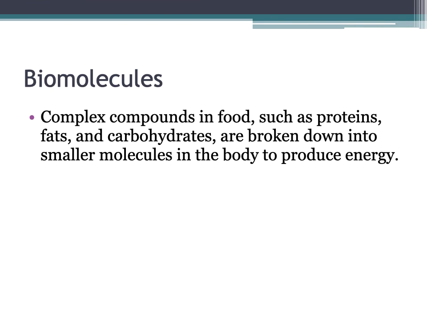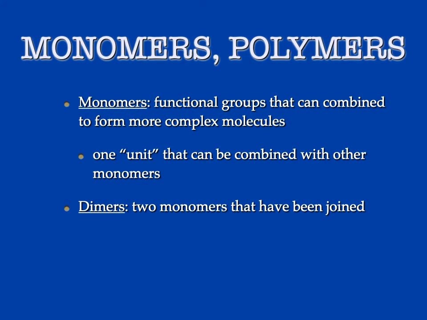These are complex compounds in food, such as proteins, that are broken down or built. How do they break down and build? You need to know the difference between a monomer, mono means one, and a polymer, poly means more than one. Dimer means two, that's two monomers.